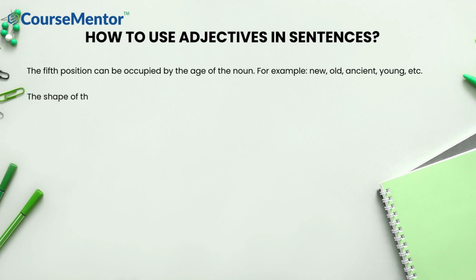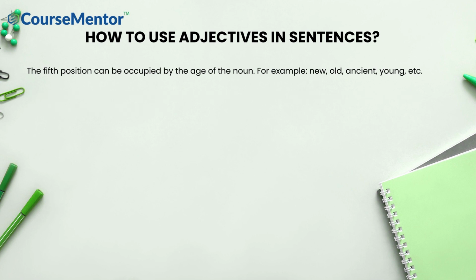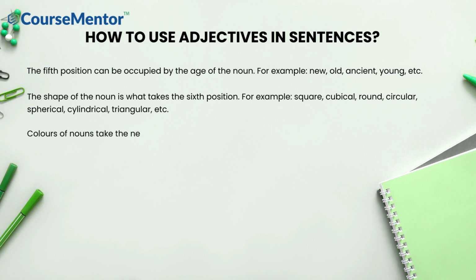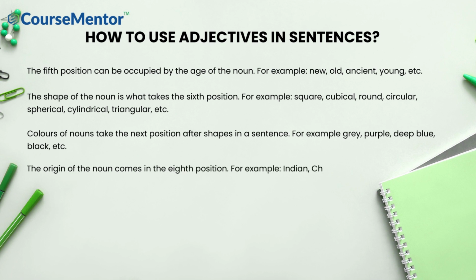The shape of the noun is what takes the sixth position. For example, square, cubical, round, circular, spherical, cylindrical, triangular, etc. Colors of nouns take the next position after shapes in a sentence. For example, gray, purple, deep blue, black, etc. The origin of the noun comes in the eighth position. For example, Indian, Chinese, Spanish, Dutch, English, Sri Lankan, etc.